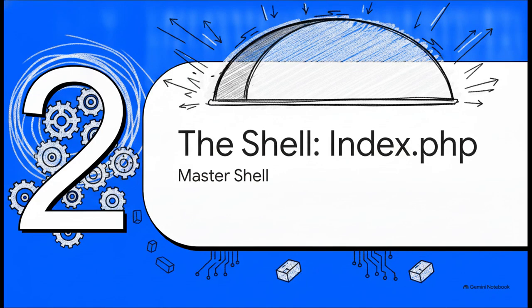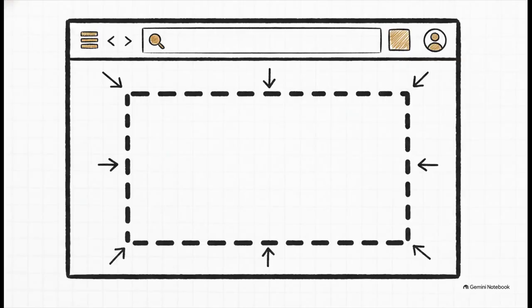Section 2, the shell, index.php. If you take a look at our index.php file, you'll see it actually does very little in terms of displaying actual content. It essentially acts as the master shell. It houses the overarching user interface that never changes, specifically the main navigation bar with the ID of nav and an entirely empty container with the ID of content. That empty div, that's our picture frame. It's the designated spot where all the dynamic magic is gonna happen.